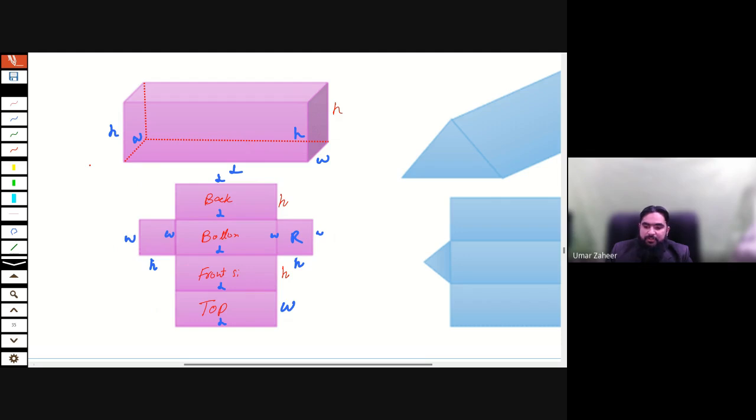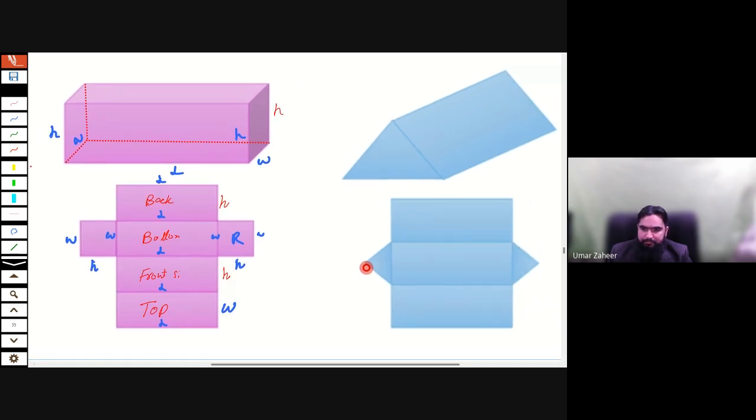And obviously it is a cuboid, so each angle is 90 degrees. I'm going to repeat it, each angle is 90 degrees, because that is going to be really helpful when we do the 3D trigonometric questions. Any question up to here? No, sir.